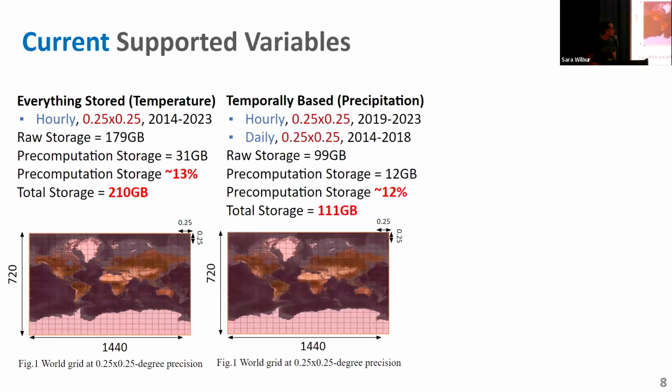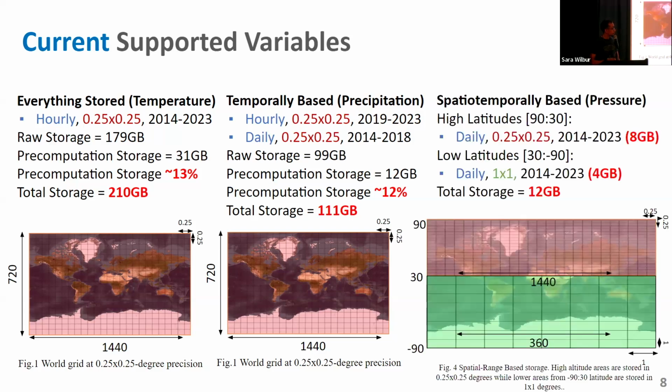In the second scenario, we store the precipitation variable in a temporally based scenario, where for the last 5 years, we store the variable in the highest resolution, hourly 0.25 by 0.25. But let's say for the years from 2014 till 2018, we store it in a lower resolution, which is daily, to save space.